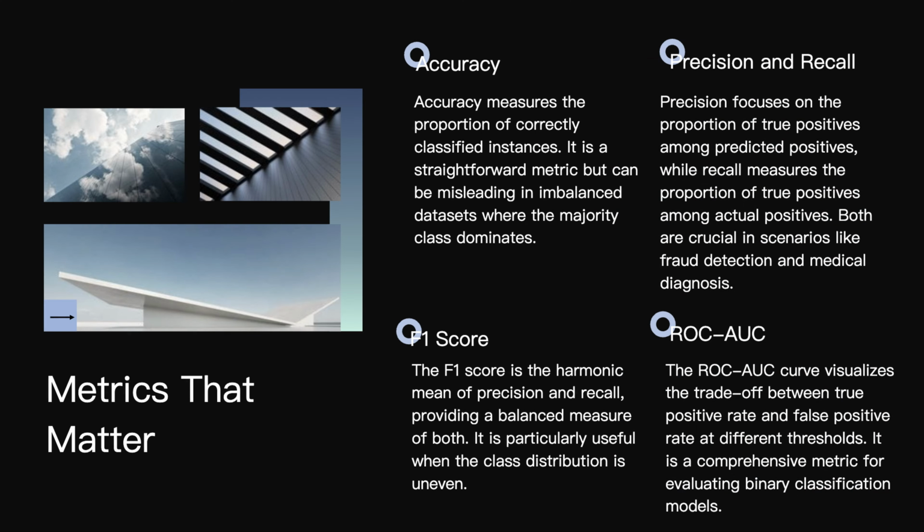When we evaluate binary classifiers, we look at several key metrics. Accuracy tells us how many predictions were correct, but can be misleading in imbalanced data. So we also use precision, recall, and the F1 score, which balance true positives and false negatives. The ROC AUC curve helps us understand how well the model distinguishes between classes.